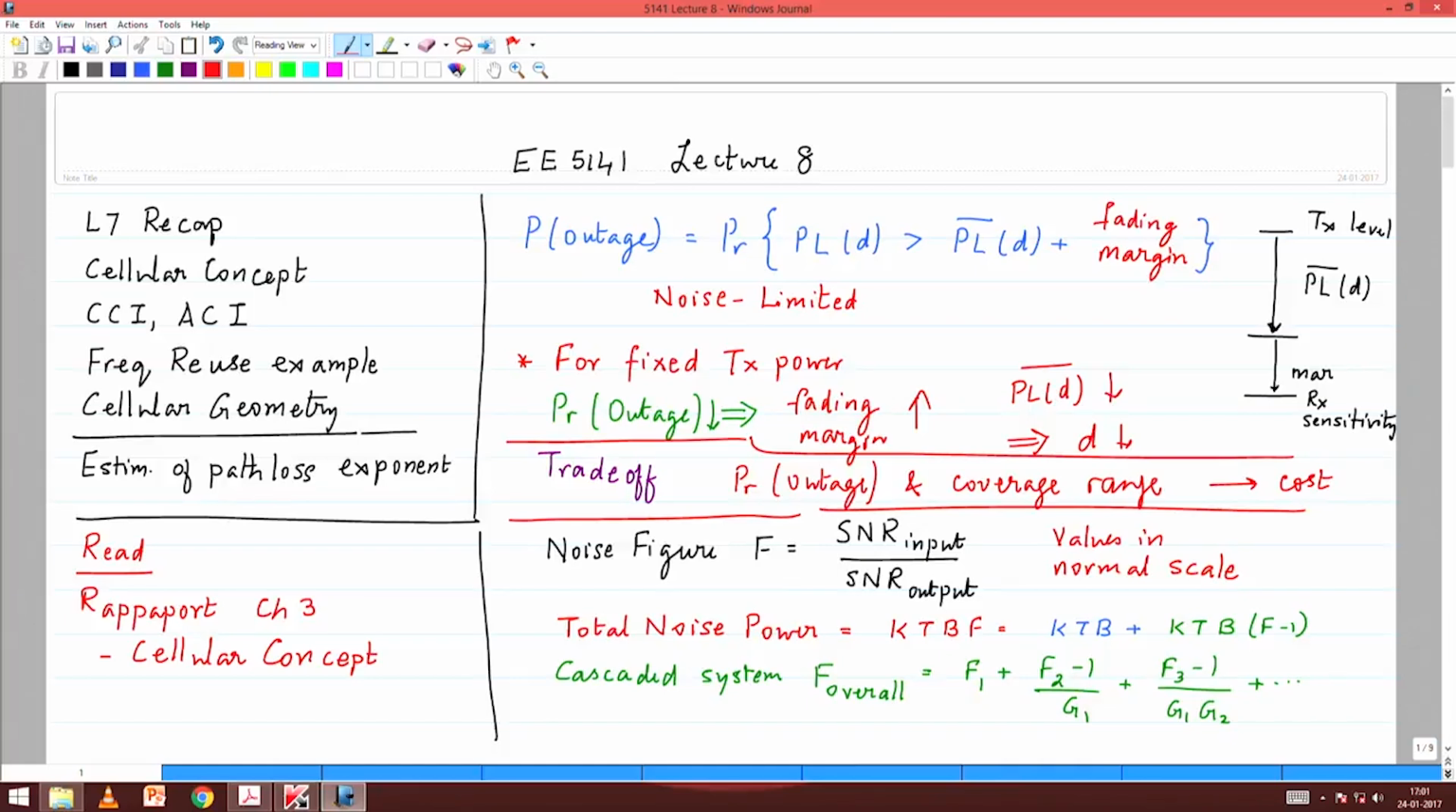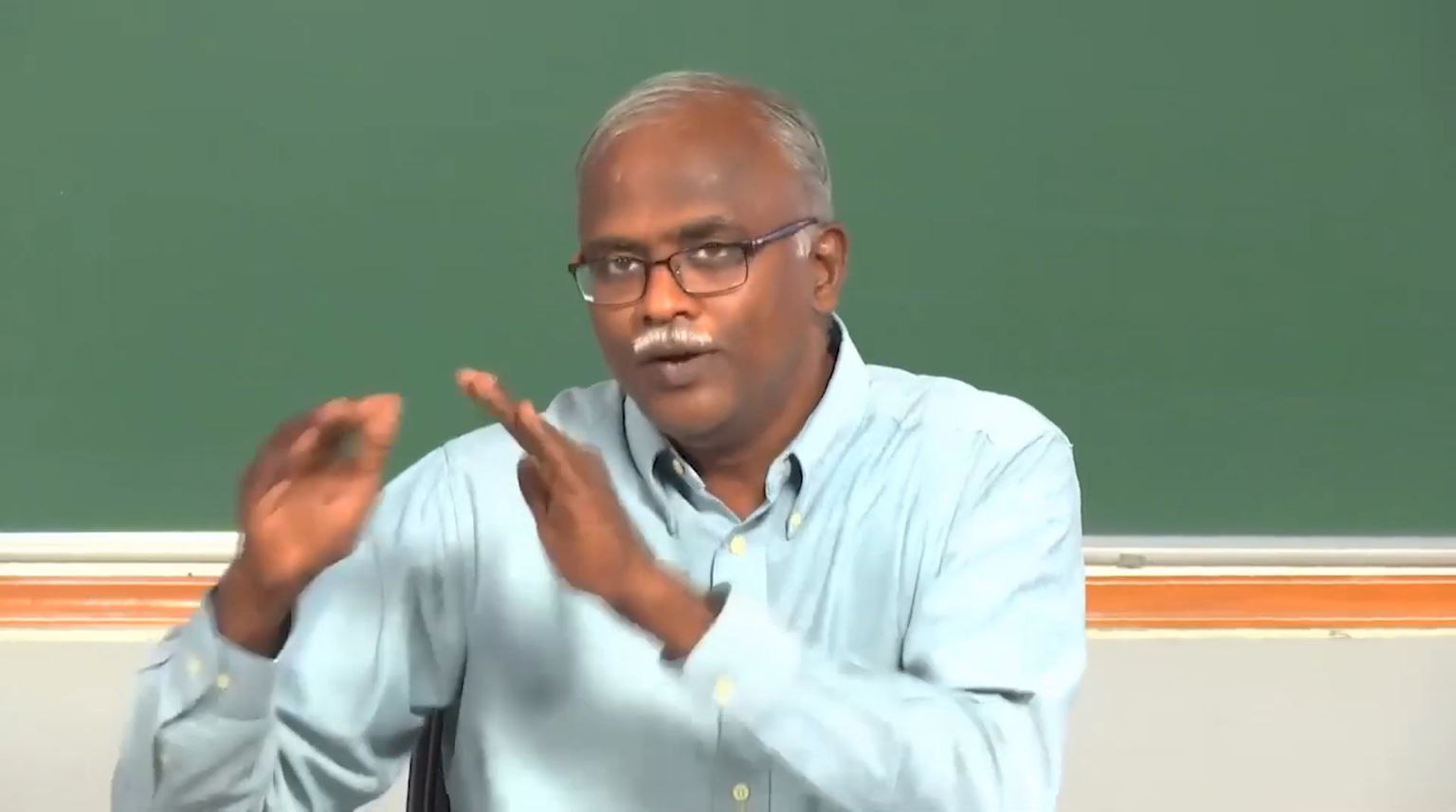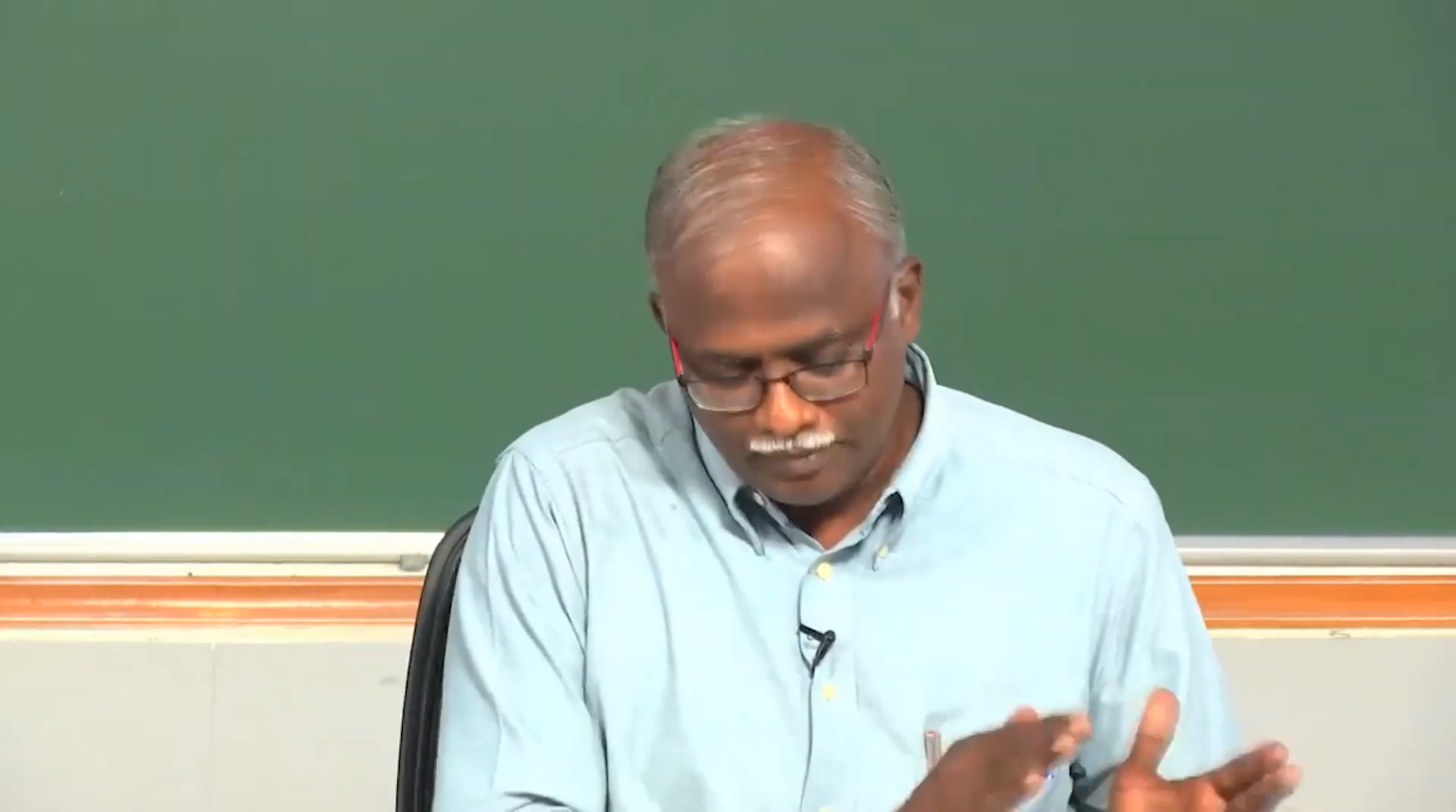Taking this model and extending it to the cascaded system was what we did in the last class. So if you had a cascaded system with the first stage having gain G1, noise figure F1, second stage gain G2, noise figure F2, G3, F3, then the overall cascaded noise figure would be given as F1 plus (F2 minus 1) by G1, plus (F3 minus 1) by G1 G2.